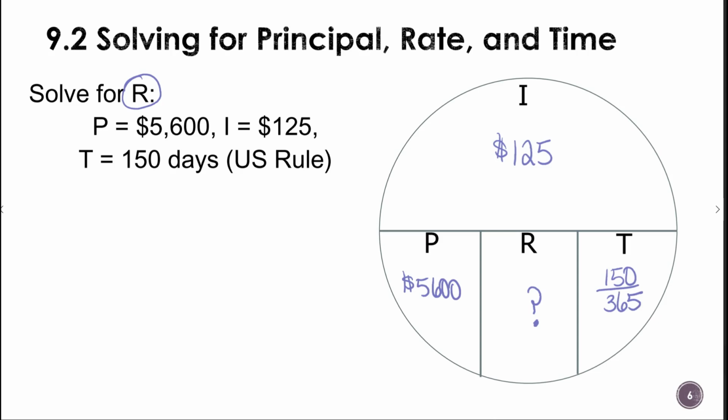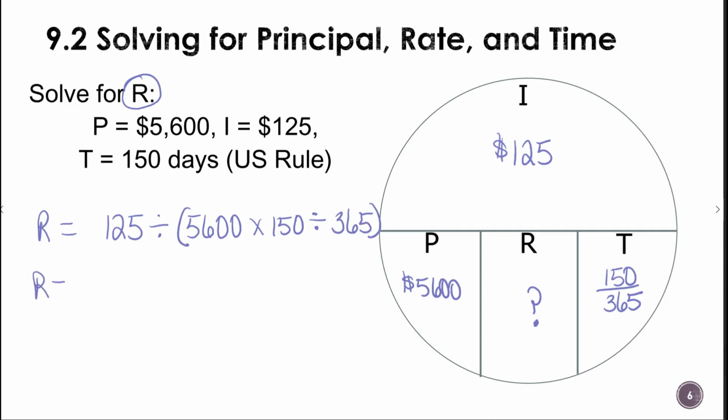And then I calculate. So to find the rate, we're going to take 125 and divide it by, put the parentheses in, because remember, we're dividing by the part that's underneath the bar that goes all the way across the circle. So 5,600 times 150 divided by 365. Make sure you close your parenthesis.